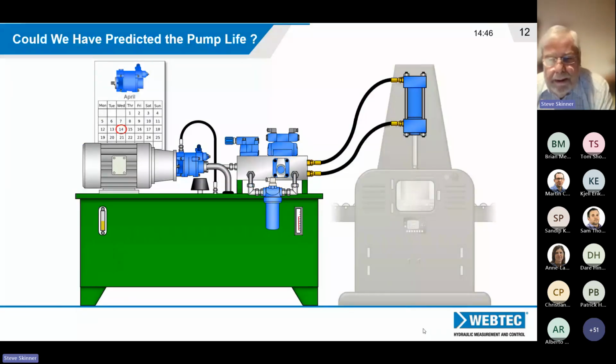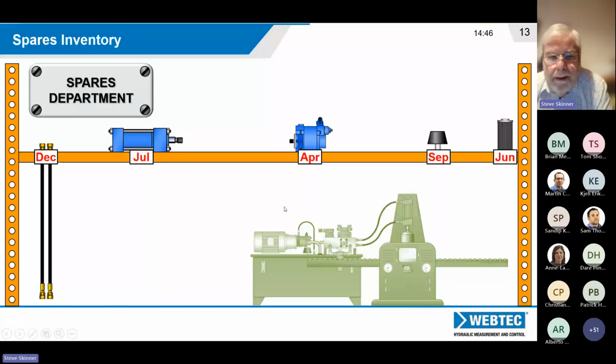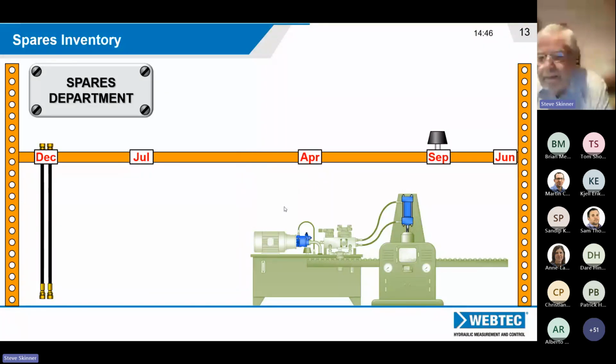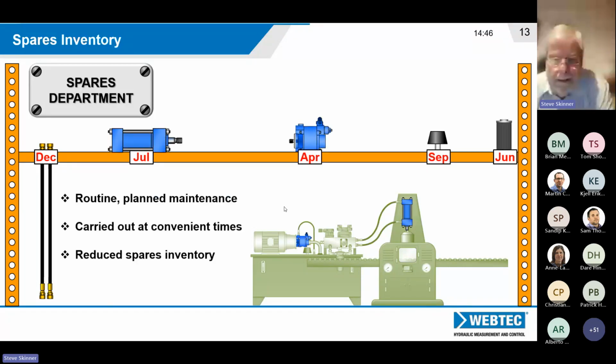So the question we can ask ourselves is, could we have predicted the life of our pump on our power unit? If we estimate that it's going to fail somewhere around the end of April, then we can say, okay, well, in the middle of April, we'll change the pump. In June, perhaps we can change the filter element because we think that's going to be clogged up around about that time. In July, we'll change the cylinder because the seals are probably going to fail sometime soon if we don't. And therefore, we've now got a much more planned approach to our maintenance.